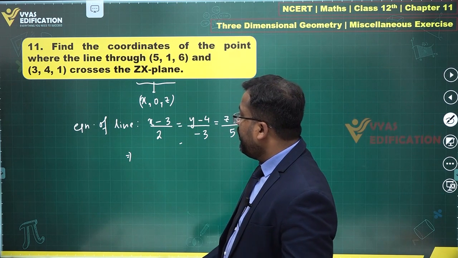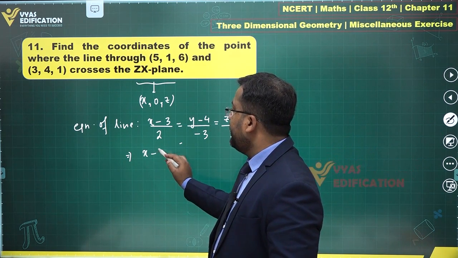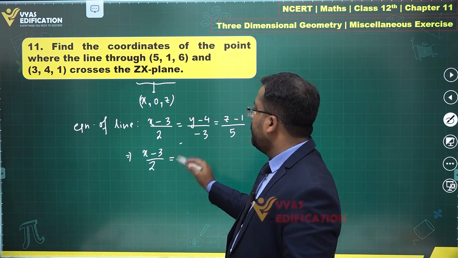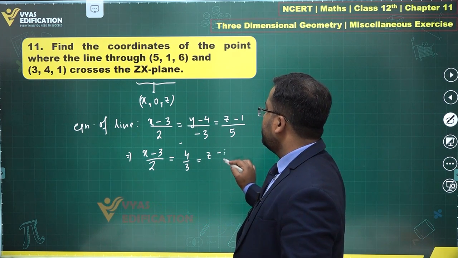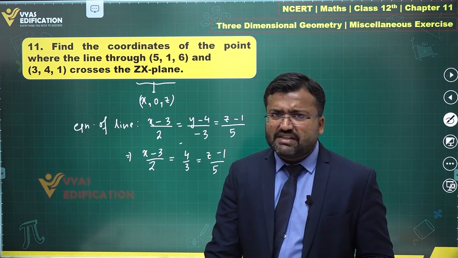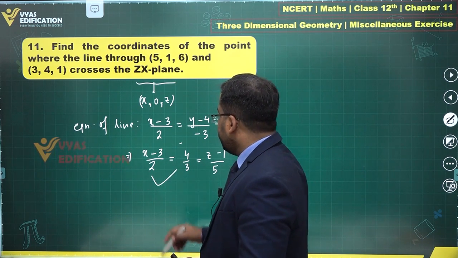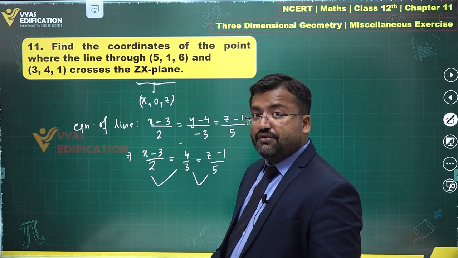This implies for the given point, x minus 3 by 2 will be equal to 0 minus 4 upon minus 3, which is 4 upon 3, that is z minus 1 upon 5. And now get the values of x and z. Using this I can get the value of x, using this I can get the value of z.